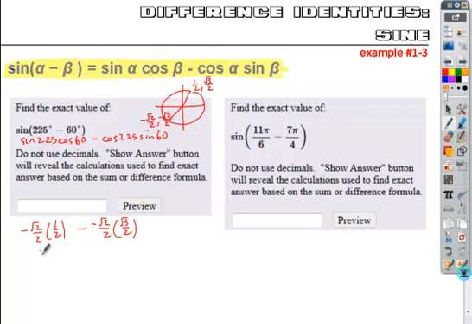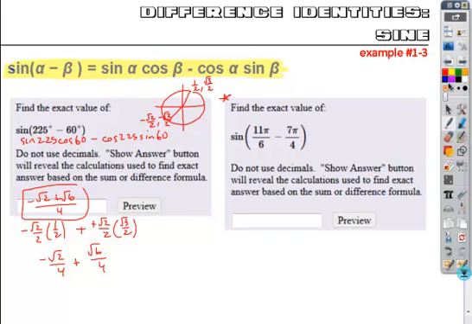If we simplify what we have, that gives us negative root 2 over 4. Minus and minus becomes a plus. Root 2 times root 3 is root 6 over 4. And so your answer is negative root 2 plus root 6, all over 4, for that solution.